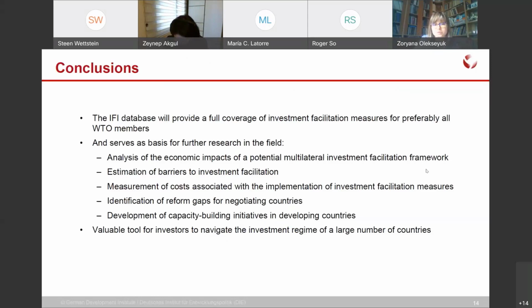Measurement of costs associated with the implementation of investment facilitation measures, and also identification of reform gaps for negotiating countries. It is much more important for developing countries, since we need to have some support, financial support, and capacity building initiatives in developing countries to enable them to sign and implement this agreement, really. And last but not least, the whole data set will also be an available tool for investors to navigate the investment regime of a large number of countries. Thank you so much.